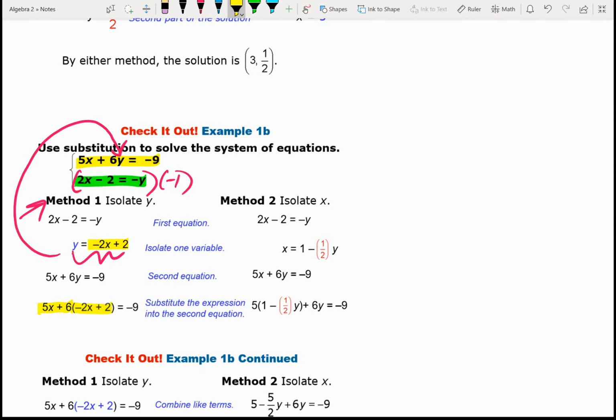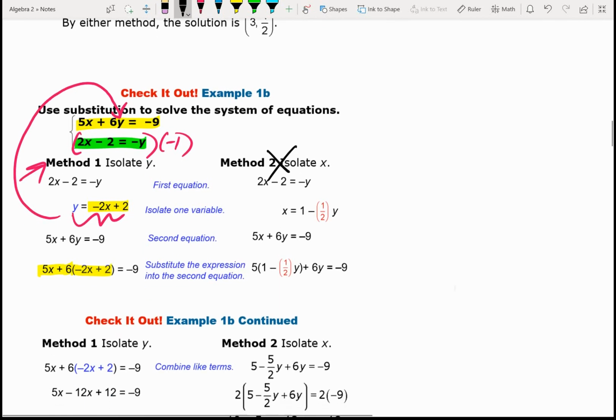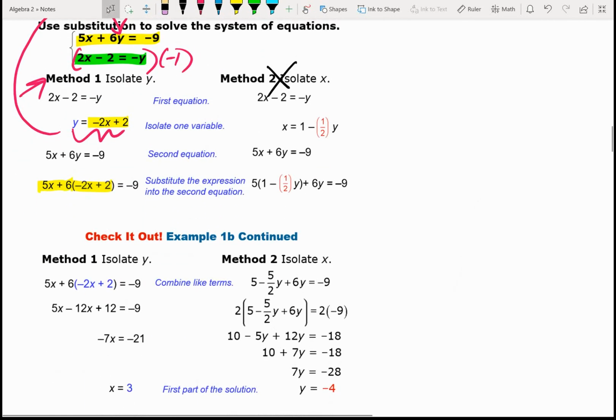In here, they're presenting two methods. Here they isolated x, here I isolated y. I just think it was much easier to isolate y, because y was almost by itself. It was almost 1, it was a -1. Now we continue. Okay, so we're still not done here. We have to evaluate that.